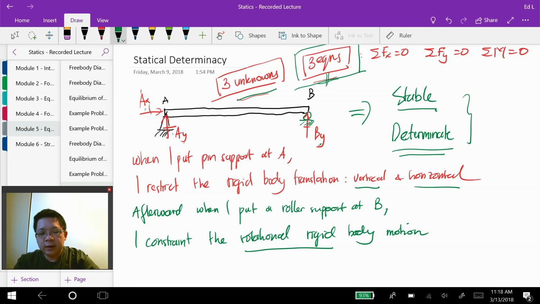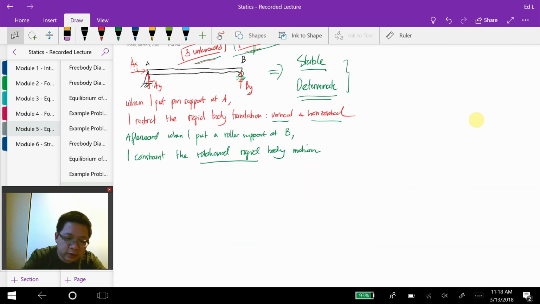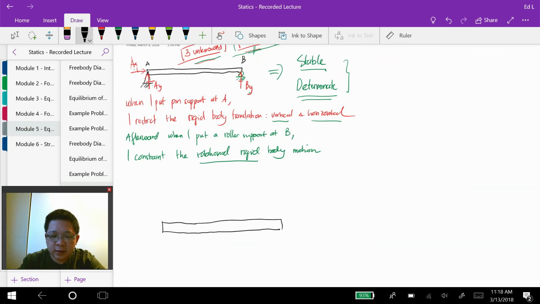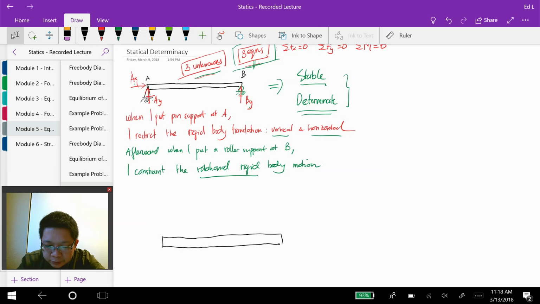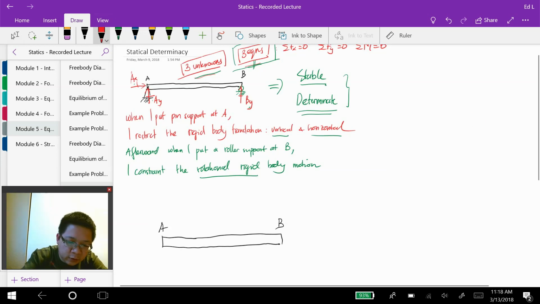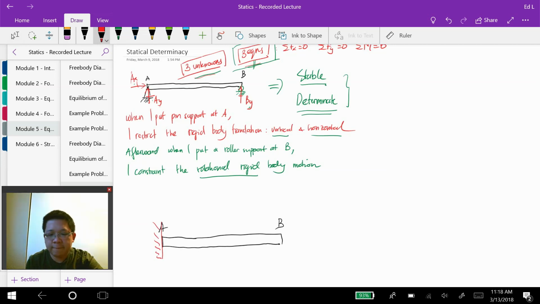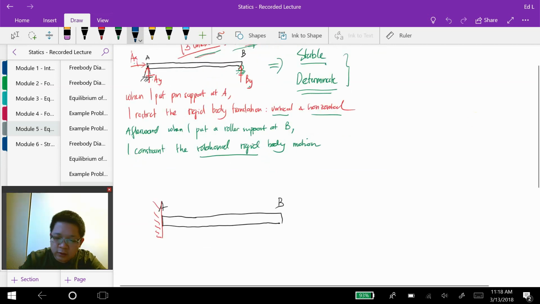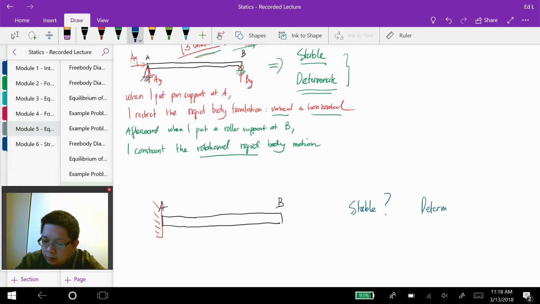Okay, and then I would like to ask you another question right now. Let's say I have another beam right here, and instead of putting a pin and roller at A and B, I put a fixed support at A. My question to you is, is this structure stable, and is this structure determinate or not?